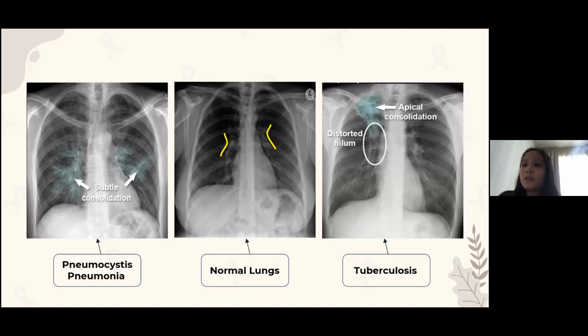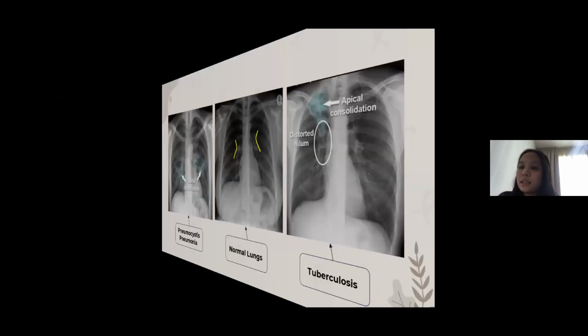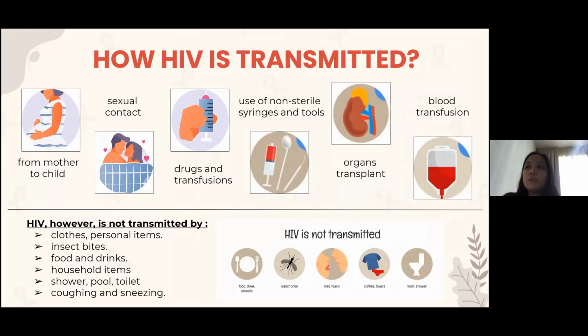And there's also apical consolidation where there's a buildup of fluid in the upper lobe of the lung. Next slide, please. And I'll pass it on to Suffian.